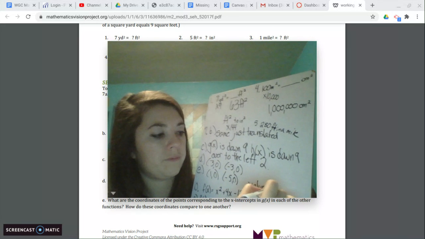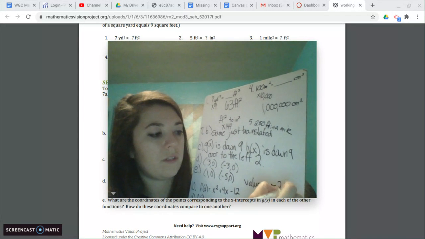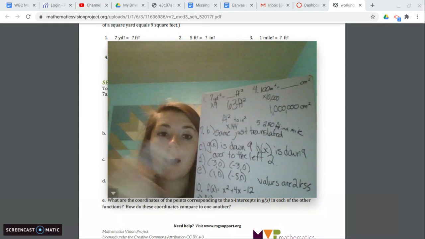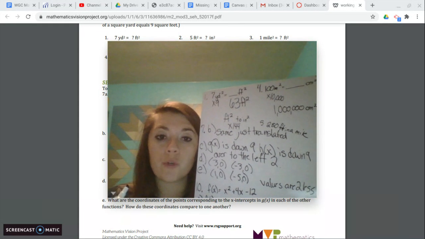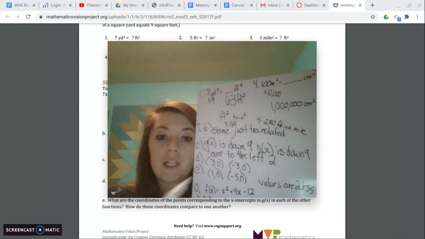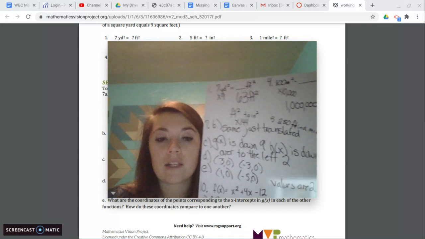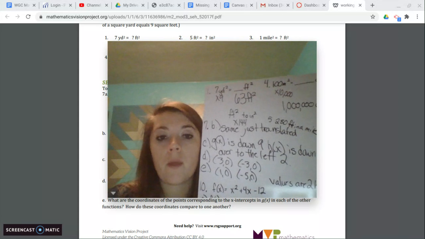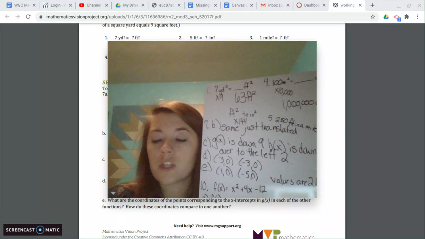Values are 2 less, which makes sense since our h of x got shifted to the left 2, so we're going in a negative direction. So it makes sense that each of our x values are 2 less than the previous x-intercepts that we had on our g of x function.